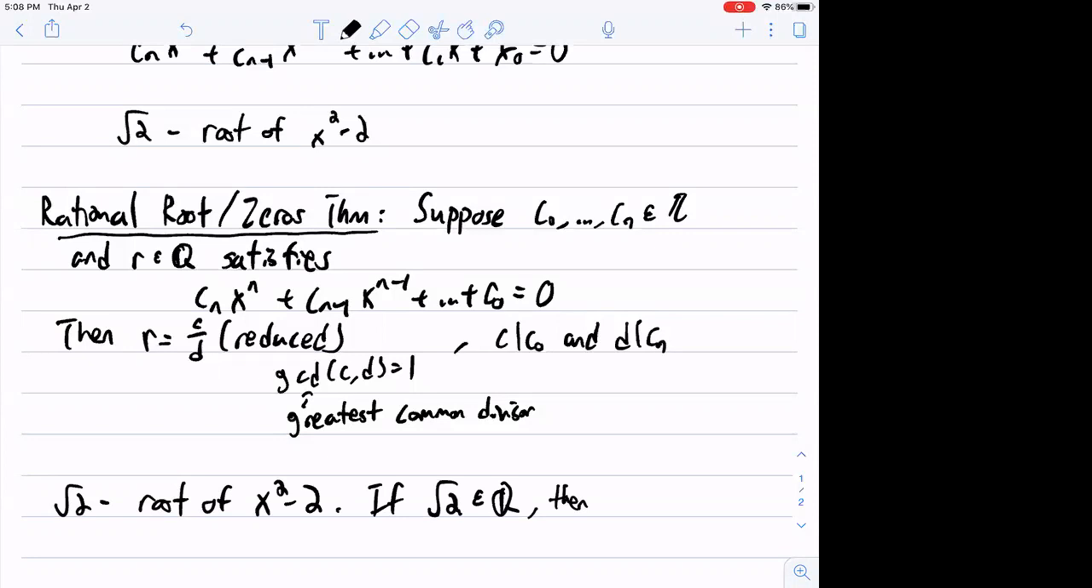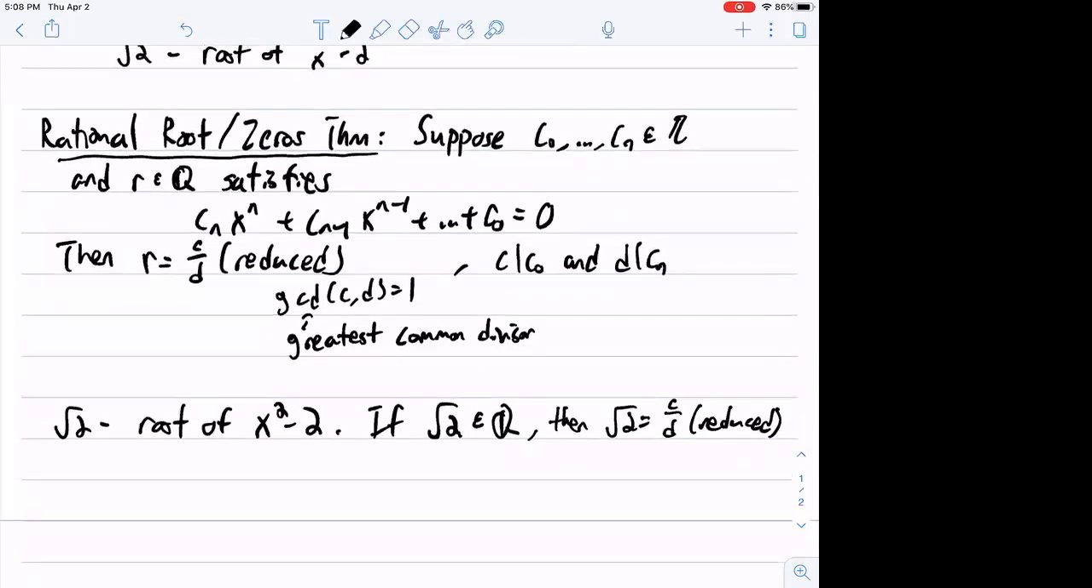So if root 2 is in Q, then what does that mean? Root 2 is equal to C over D, and we could write it in reduced form. And what does the theorem say? It says C must divide what? C naught is the constant term. So C divides the constant term, which is 2, and D divides Cn. Cn is the leading term, of the highest degree.